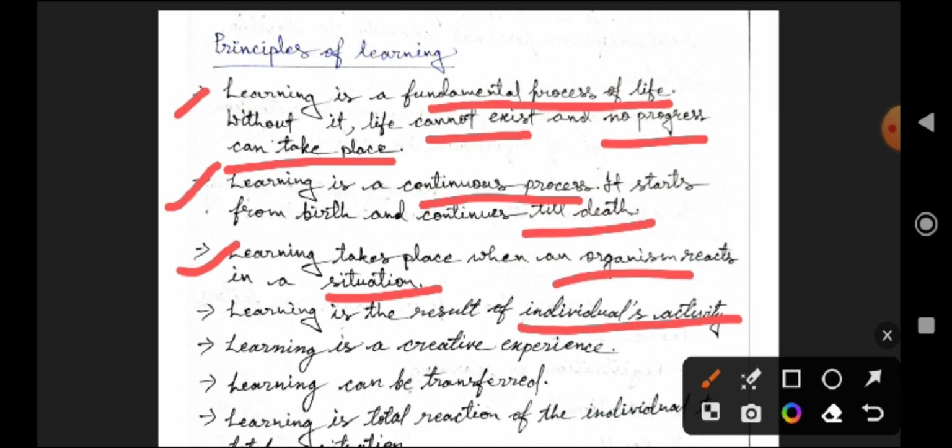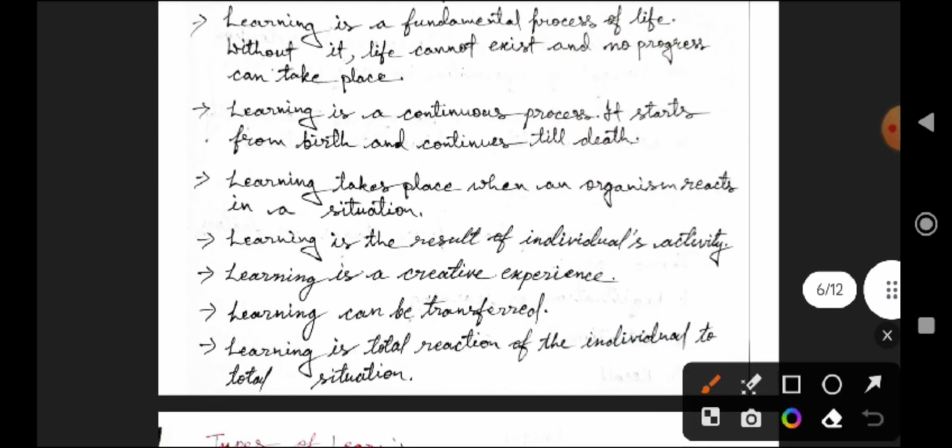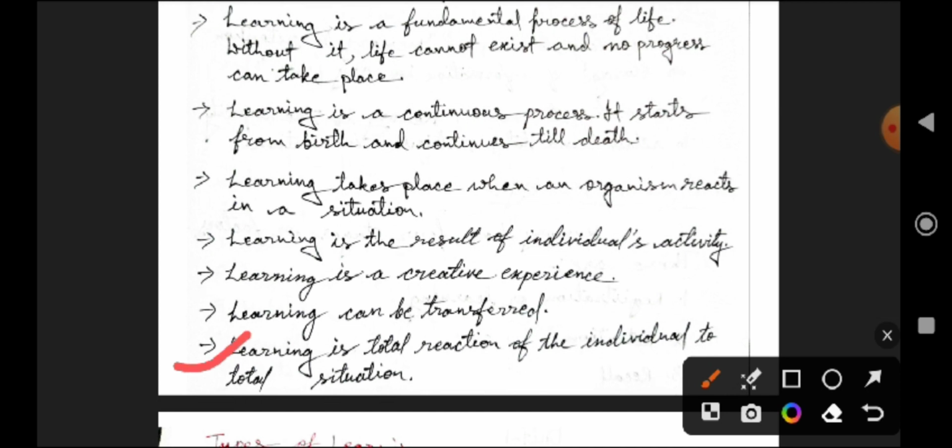Learning is a creative experience. Then, learning can be transferred. We learn and we can transfer our learning. Okay friends, next, see, learning is the total reaction of an individual to a total situation.